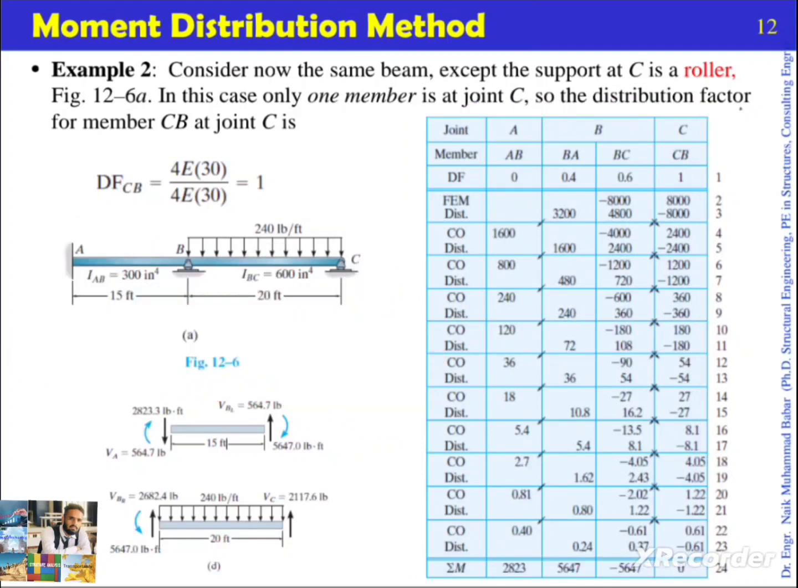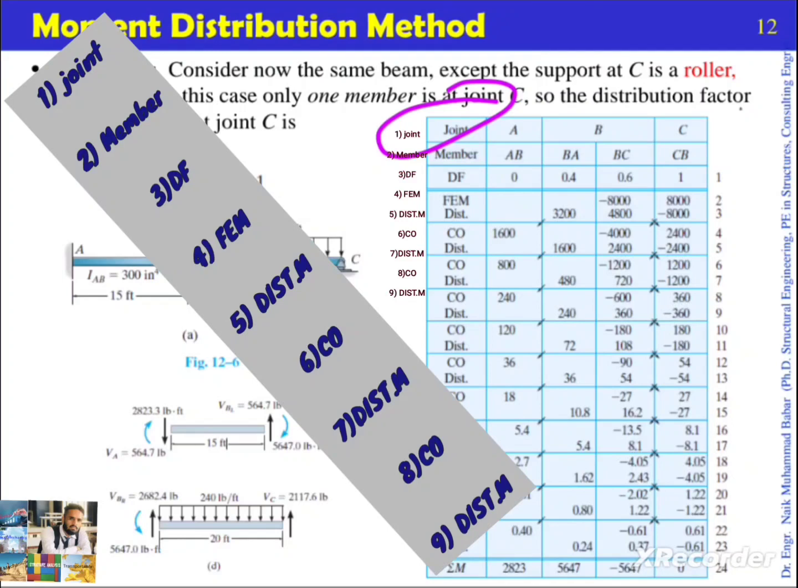In the first row will be the joint, the second row represents the member, and the third row represents the distribution factor, as we calculated by the distribution factor formulas. The fourth row will be the fixed end moment. Remember this: separate the fixed end moment and the distribution moment. So the fourth row is the fixed end moment and the fifth row is the distribution moment. These five rows are the same for any example.